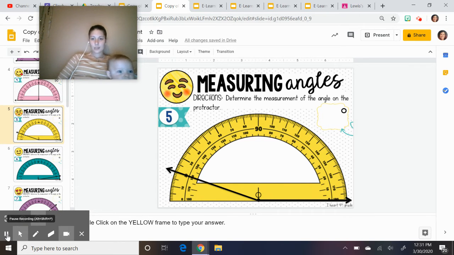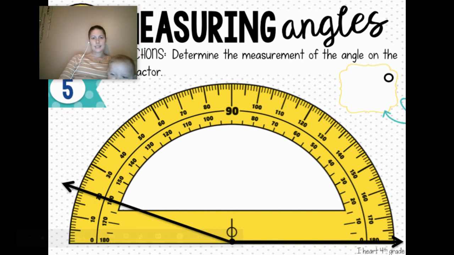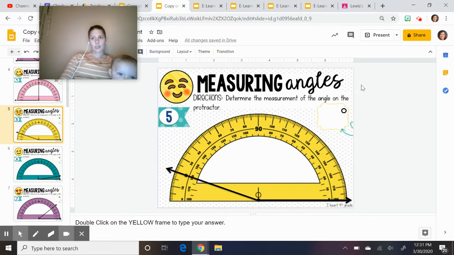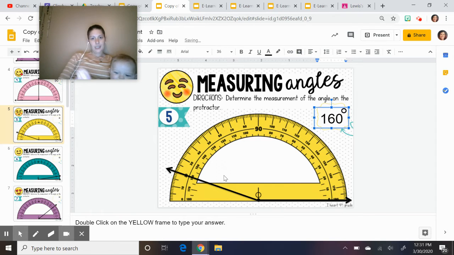Okay, so now let's look at this yellow angle. We have our bottom ray lined up with 0 down here, and then you've got your top ray lined up way over here. So if it lined up with 90, it would line up here. This is way bigger than a 90-degree angle. So is it going to measure 20 degrees or 160 degrees? It would measure 160 because it is way bigger than a 90-degree angle.